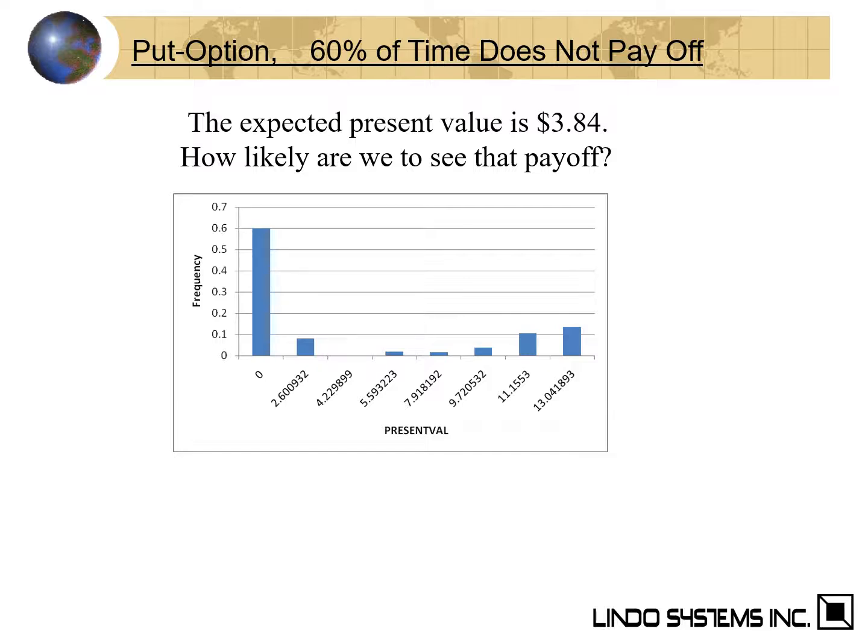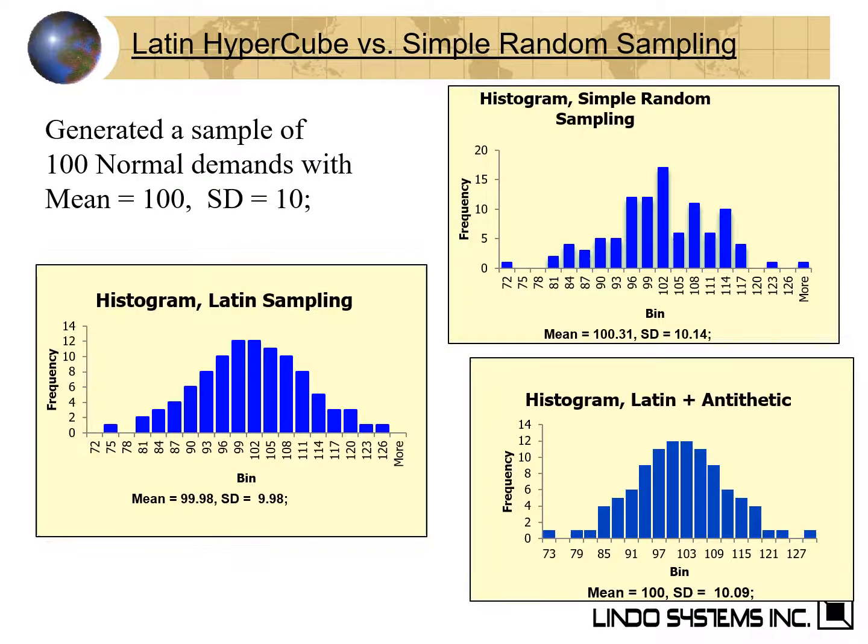So you make your expected profit only from the sort of 1 in 10 situations where you make a lot of money. So it's frequently good to see the histogram for a decision-making under uncertainty problem so that you know what sort of risk you're facing. A word about sampling in What'sBest.